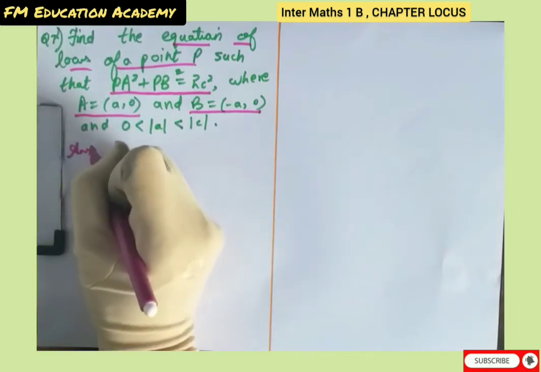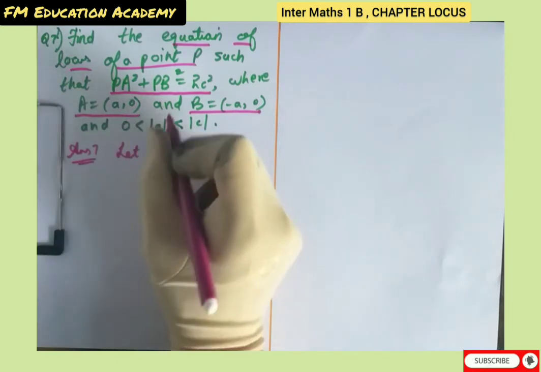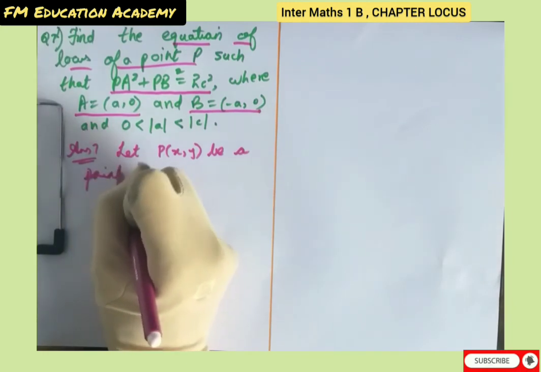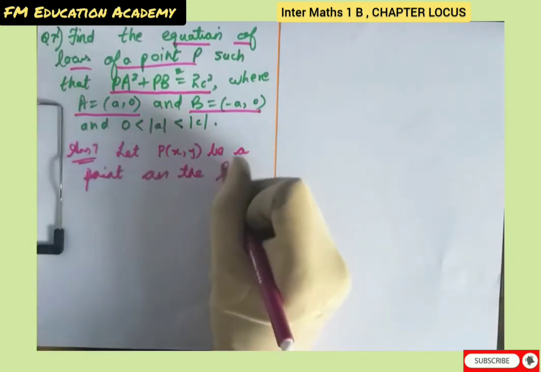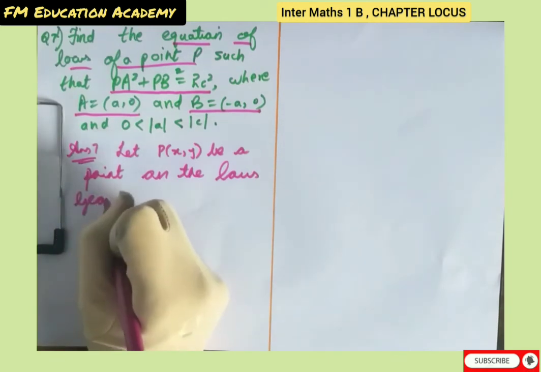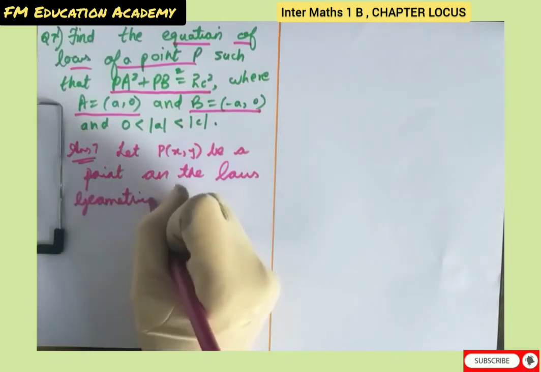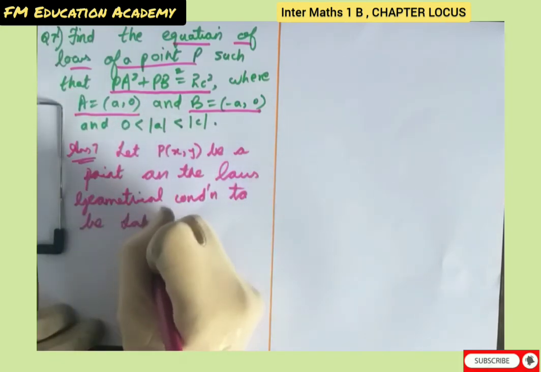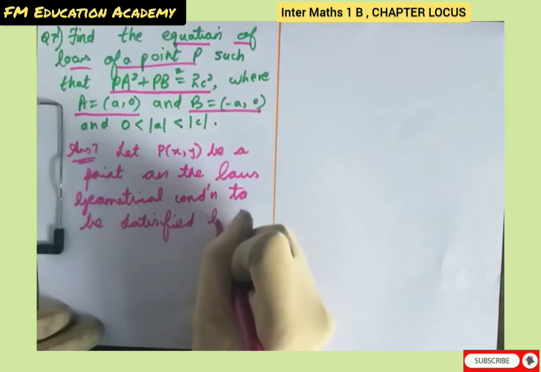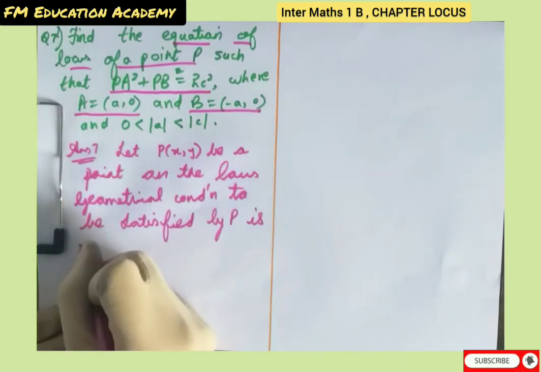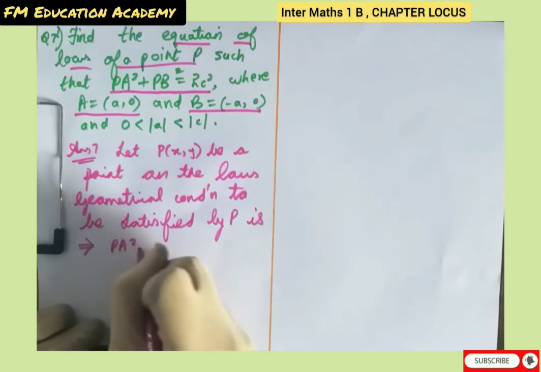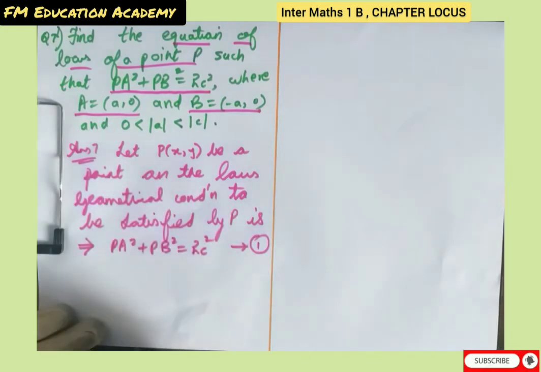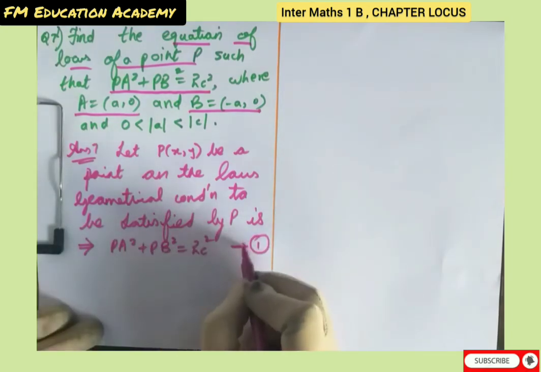So here also we will assume, let P(x, y) be a point on the locus. So the geometrical condition to be satisfied by P is PA square plus PB square is equal to 2C square. This is equation 1. Always, geometrical conditions we are writing as equation 1.